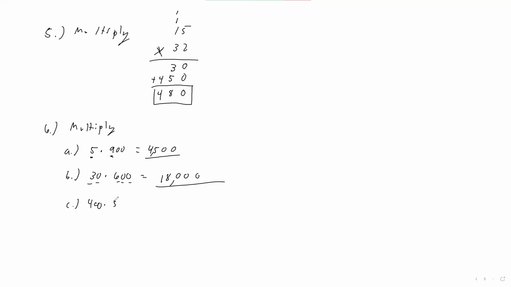400 times 500. I have 1, 2, 3, 4 zeros. And then 4 times 5 is 20. So that would give me 200,000. Let's do one more. 6,000 times 8,000. That's 1, 2, 3, 4, 5, 6 zeros. And then 6 times 8 is just 48. So that gives me 48 million.